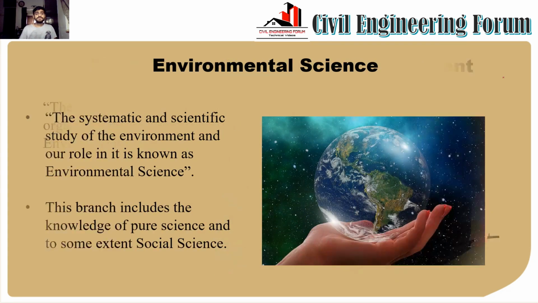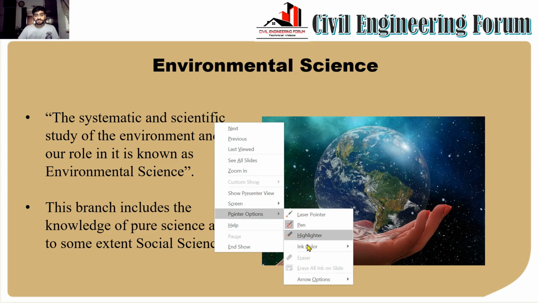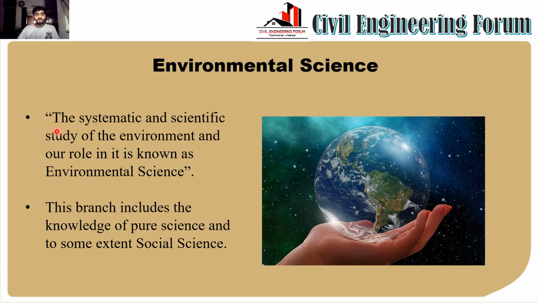Moving further, we'll understand what is environmental science. This is our second task after understanding the basic definitions of environment. So here the definition of environmental science is somewhat like this. The systematic and scientific study, see, this is basically the study, the science is a study of the environment and our role in it. See, here we are studying the environment and we are also studying what our role is to preserve the environment. This is known as environmental science.